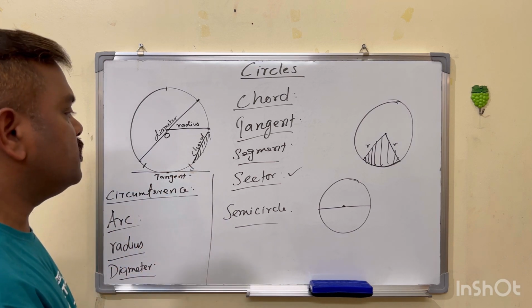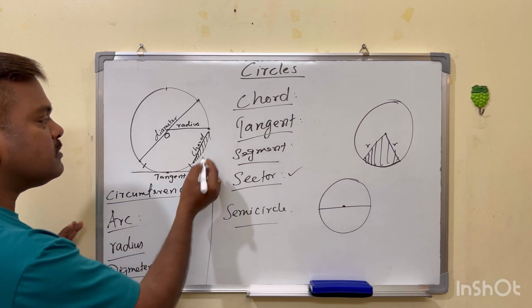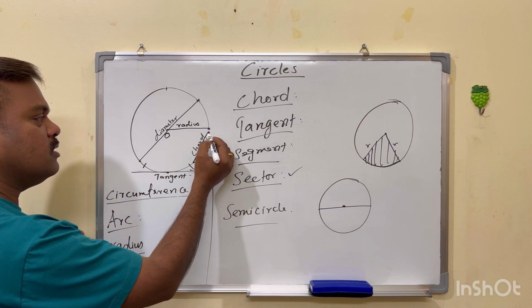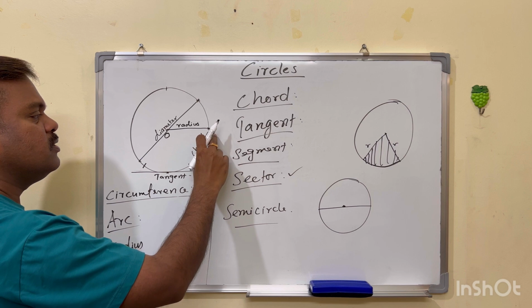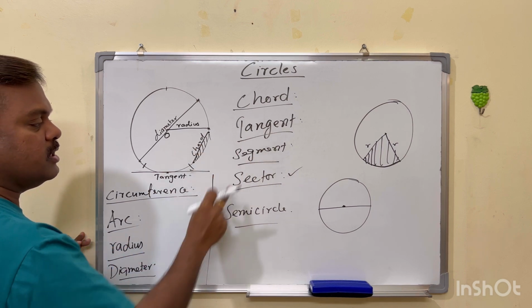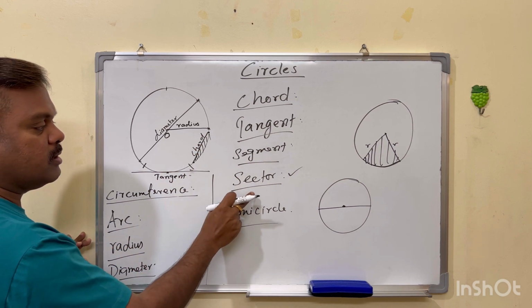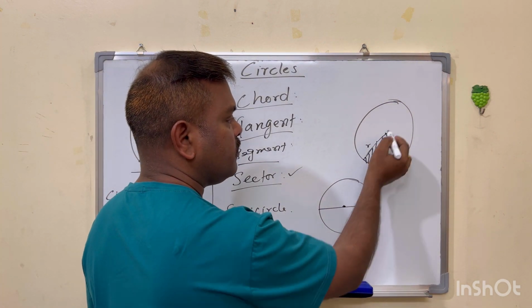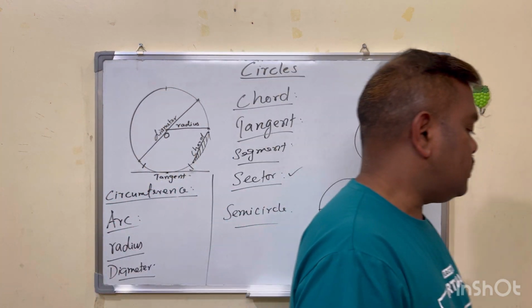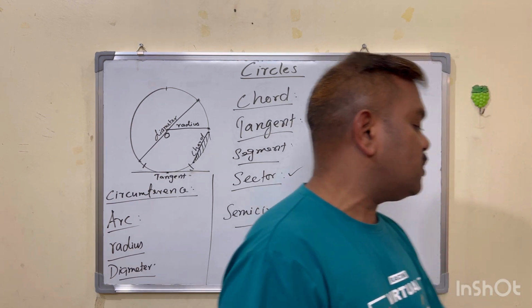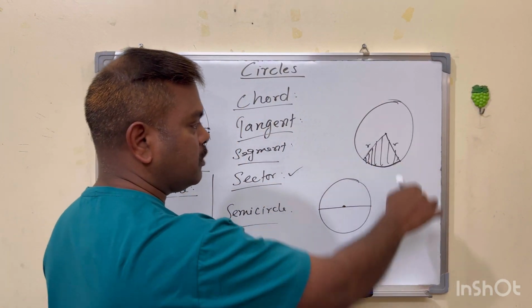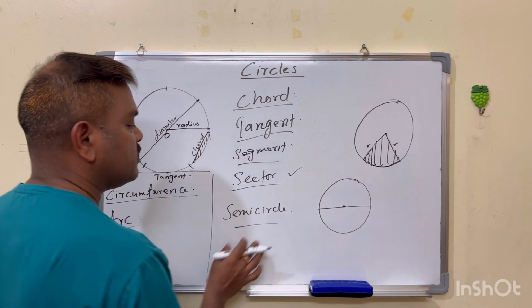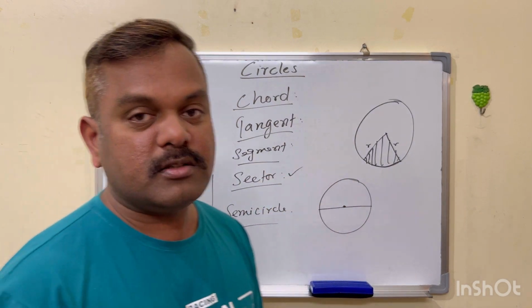Then we also learned segment. A segment is a part of the circle bounded by a chord. And the sector, similarly, is a portion of a circle enclosed by radii. The portion of a circle enclosed by radii is called a sector. Semicircle: the half of the circle is called a semicircle.